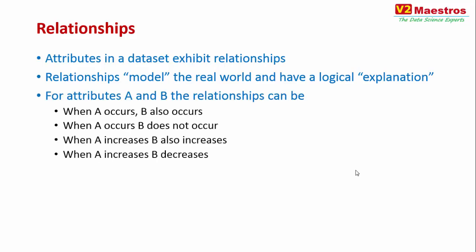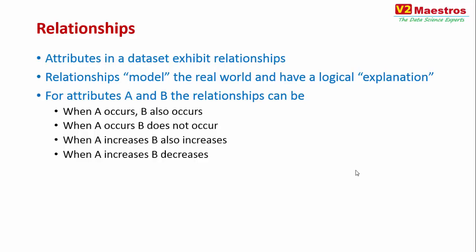For attributes A and B, the relationship can be like when A occurs, B also occurs. You have two attributes A and B. So whenever A is occurring, B is also occurring. Let's say whenever a sale happens, something else also happens. Like when a sale of a cell phone happens, a sale of a cell phone cover also happens. So things that happen together.